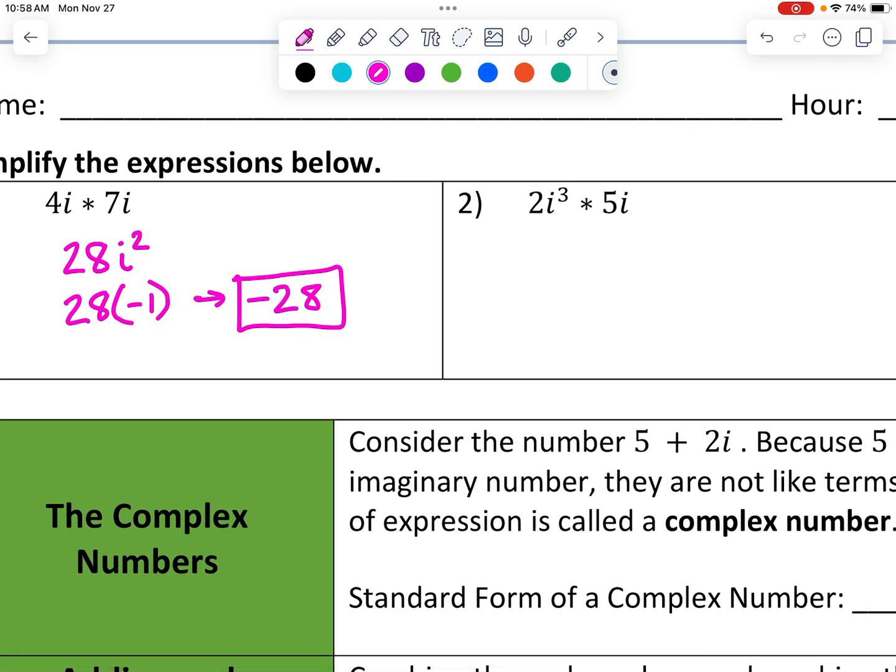On my next one, 2 times 5, I'm getting 10. i cubed times i to the first. Remember, we're adding our exponents, so I have i to the 4th power. You can always flip back to that powers of i, or you can remember it's i squared times i squared. Negative 1 times negative 1, we're going to get positive 1. So I have 10 times 1, which is just going to be 10.